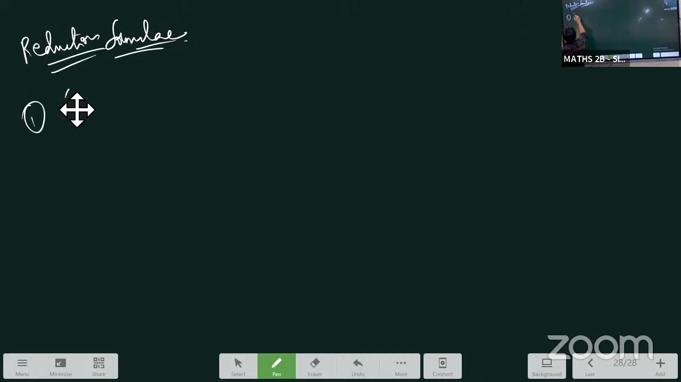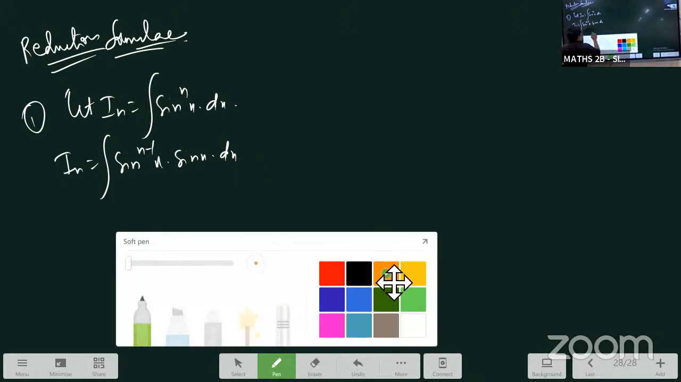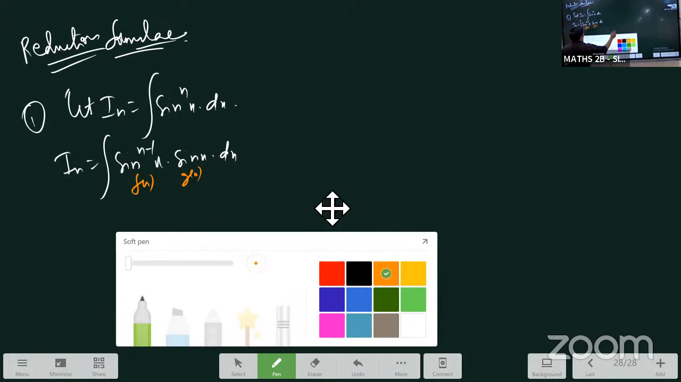I will directly start the sum. First, let I_n be equal to integration of sine power n x dx. Then I_n is equal to integration of sine power (n minus 1) x into sine x. I'm splitting the power. Power n is there, no? You write it as n minus 1 and plus 1. When bases are equal, add powers, n minus 1 plus 1 is again sine power n x. Now this is your f of x, and this is your g of x.